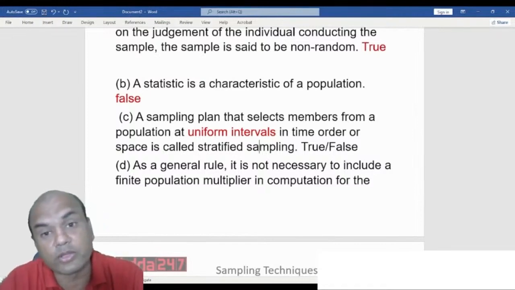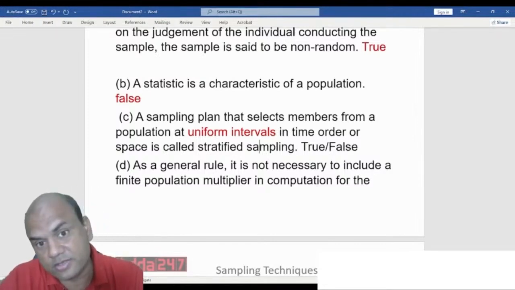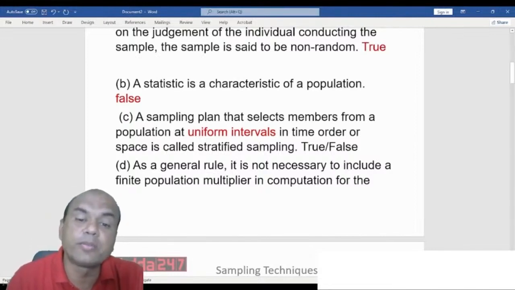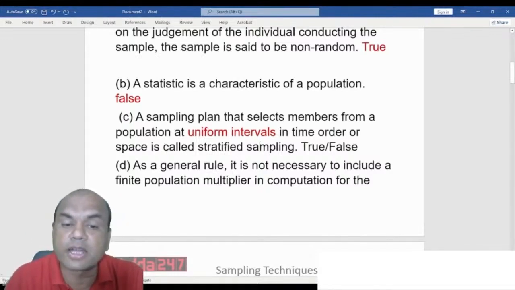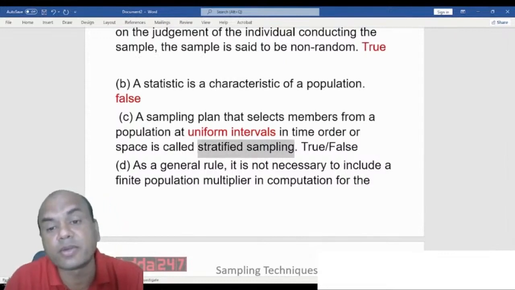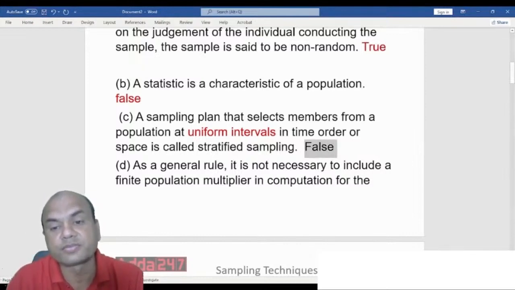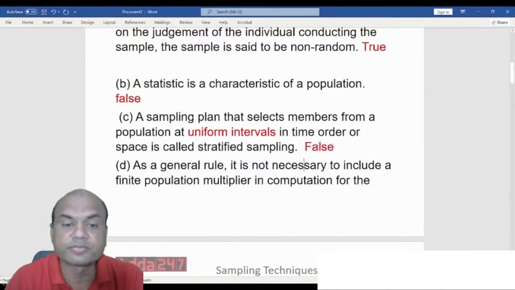Now all of you have to search it. You might have the answers also. So this is uniform intervals, which means it is not stratified sampling. It is called systematic sampling. So the answer over here is false again. Okay? It is false. Got it everyone?